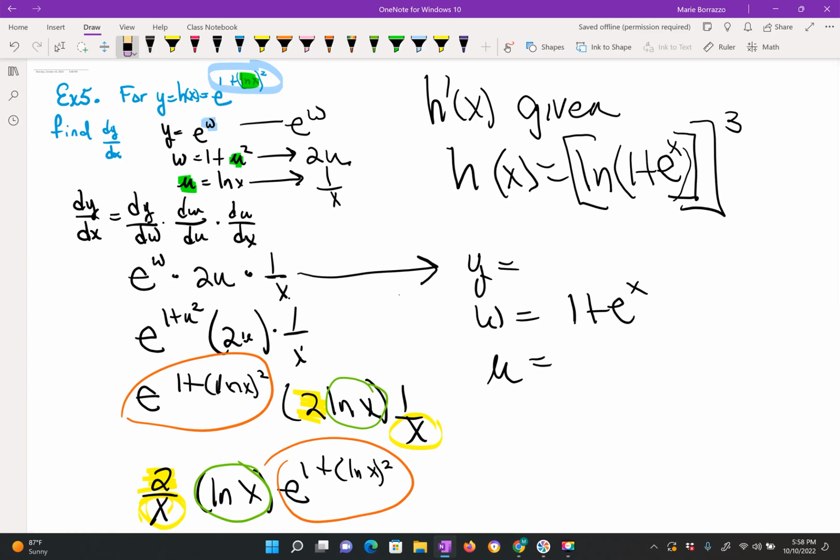All right, I'm going to give you a minute. Think about it. Remember, what is the derivative of natural log x? 1 over x. Remember that. What's the derivative of e to the x?